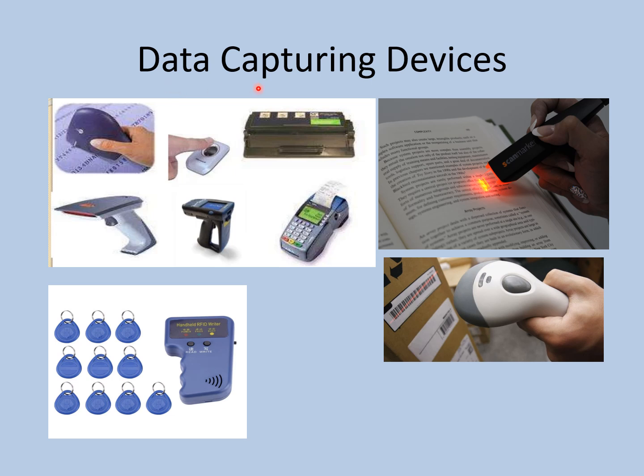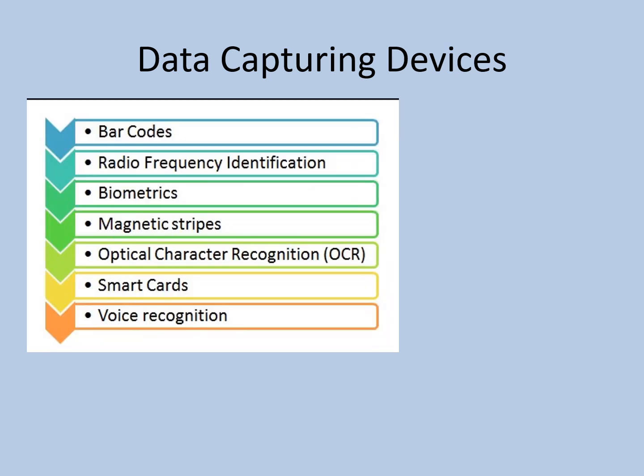Let us know the different data capturing devices. On your screen here, optical character reader OCR is there, biometric scanner is there, a scanner device is there, barcode reader is there. Like this, many data capturing devices are present because the data is captured in different formats, and that data will be converted into a digital form using these devices. Other data capturing devices are barcodes, radio frequency identification, biometrics, magnetic stripes, optical character recognition, smart cards, voice recognition, etc.